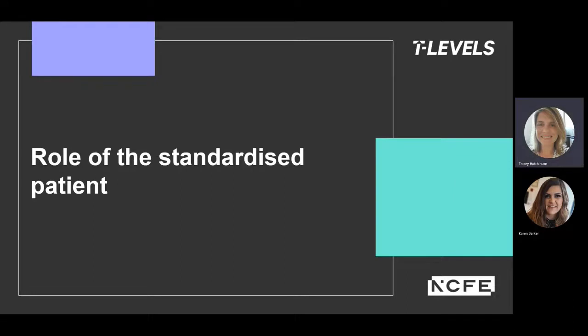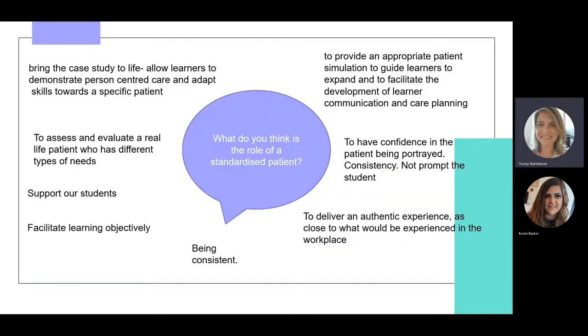So let's now look at the role of the standardised patient in a bit more detail. Again, we asked one more time for your providers to share some of their ideas of what they thought the role of the standardised patient is. What they made very evident is that your job is to support the students. That is very clear, to help deliver an authentic experience and provide an appropriate patient simulation to guide learners. And I think the example there, assess and evaluate real life patients, even though it could be seen as a student specific one, is also a really important part of your preparation for the standardised patient role.